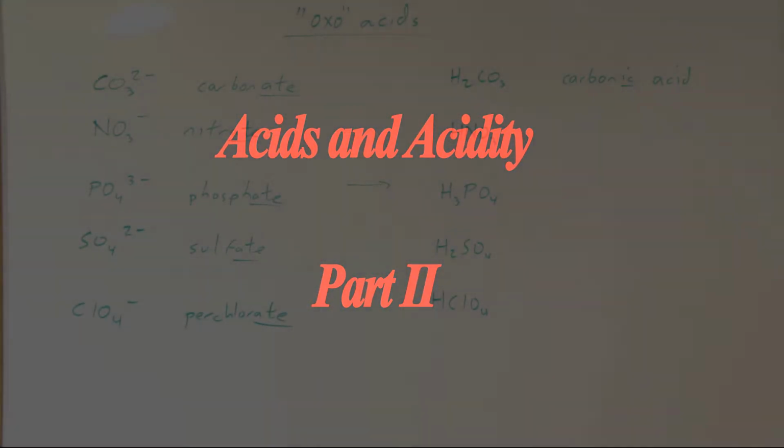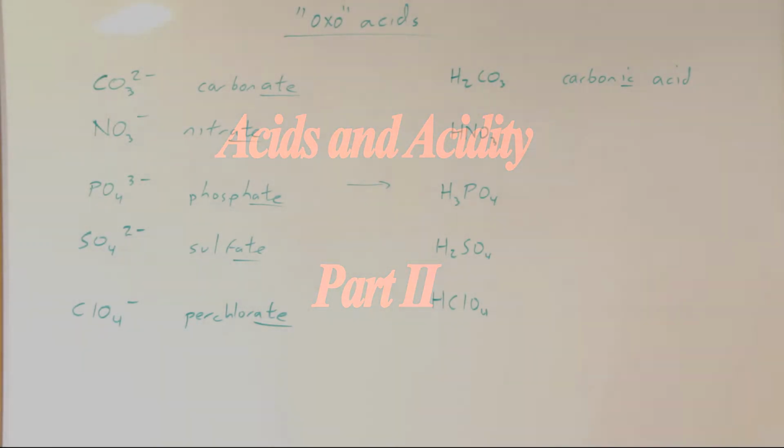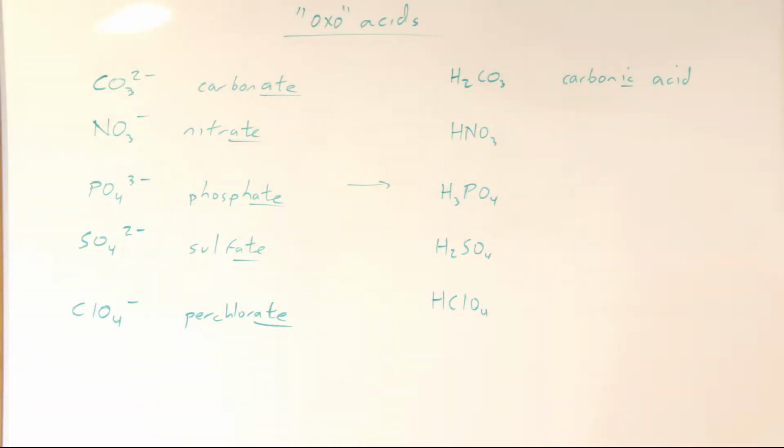Alright, so now that we've dealt with the binary acids and a little bit of terminology, we can start looking at more complex cases, which are, as you can probably remember from General 1, the so-called oxoacids, or more properly, the polyatomic ion-derived acids. There's no general good term for that, so we use oxoacids, acids that have lots of oxos around, oxygens.